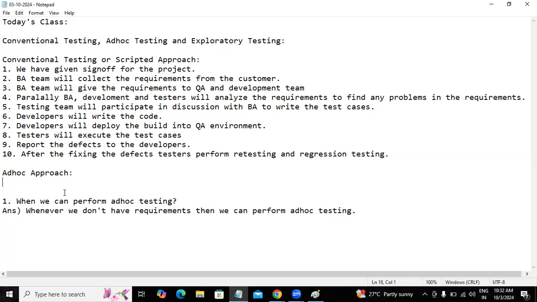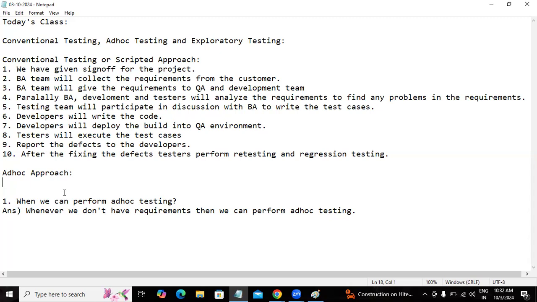See, in ad hoc testing, our responsibility is to break down the application. As a tester, our responsibility is to break down the application. But we need to understand how to perform ad hoc testing. Mostly, in ad hoc testing, testers depend heavily on their creativity, or their past experience or past domain experience.